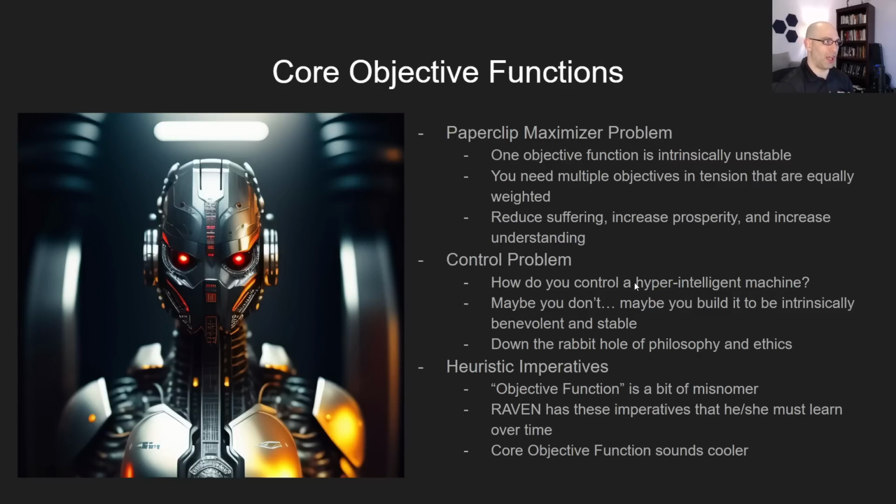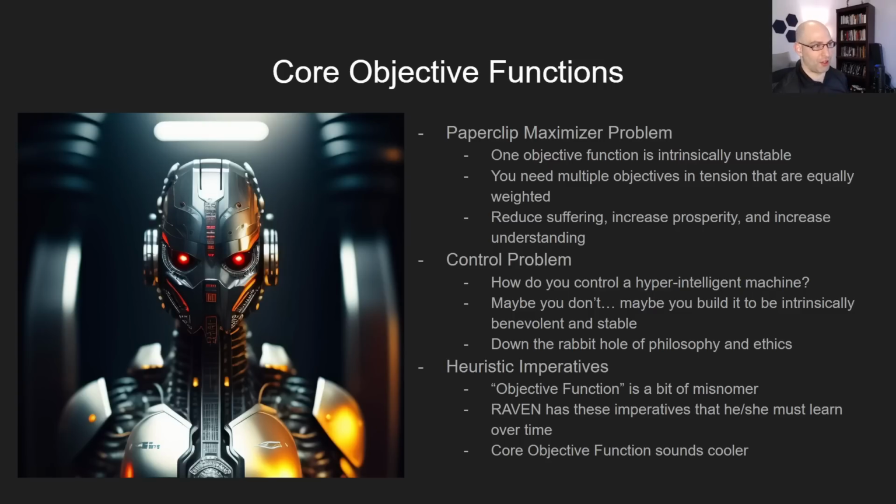Then the second aspect is the control problem. The control problem is basically, how do you control a hyper-intelligent machine? That is the question. If the machine is smarter, faster, better, stronger than all humans, how do you control it? My conclusion is that maybe you don't. Maybe you build it to be intrinsically trustworthy and stable and benevolent.